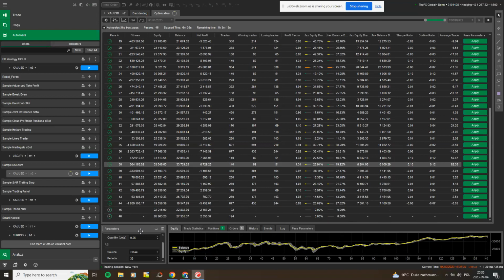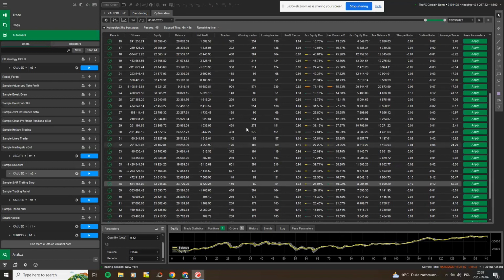I don't think there will be much time for this. Oh, its remaining time is 1 hour and 3 minutes, so we don't have that much time. Let's just stop it right now, and let's stick to number 38. This is the auto-selected best pass for our strategy so far. Of course, we can leave it to go for 1 hour, but we don't have that much time. And when we click apply, these settings will be immediately applied to our strategy, as you can see here.